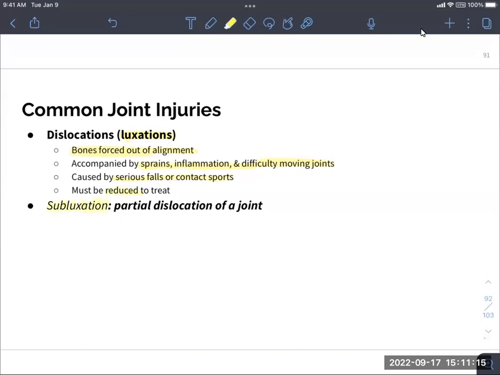A subluxation. What a subluxation is, is a partial dislocation. So it's not fully out of its joint, it's only partially out. That is what a subluxation means.